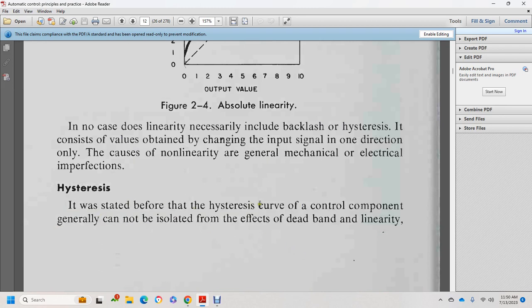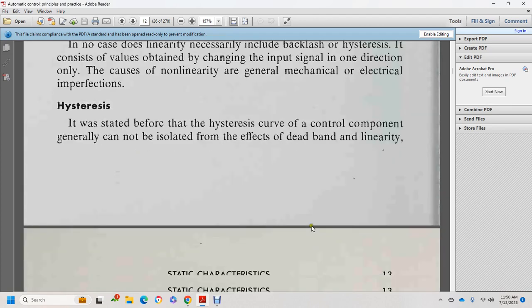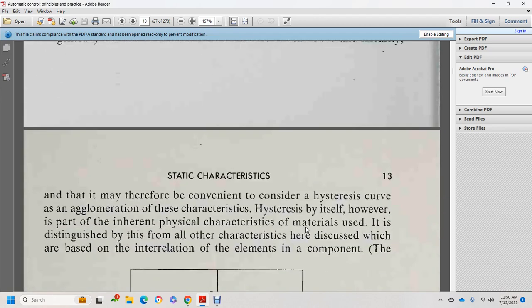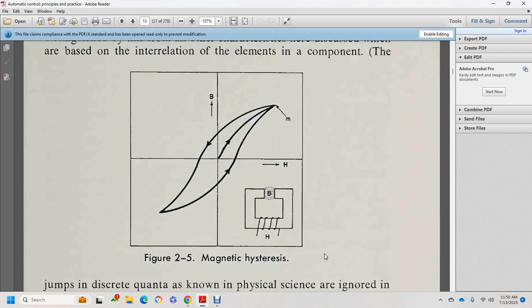Hysteresis was stated before as the hysteresis curve of the control component, but generally it cannot be isolated from the effect of deadband and linearity, and it is therefore convenient to consider the hysteresis curve of the angular meridian of these characteristics. Hysteresis by itself, however, is an inherent physical characteristic of the materials used, distinguished from all other characteristics discussed, which are based on the internal relationship of the elements within the component.